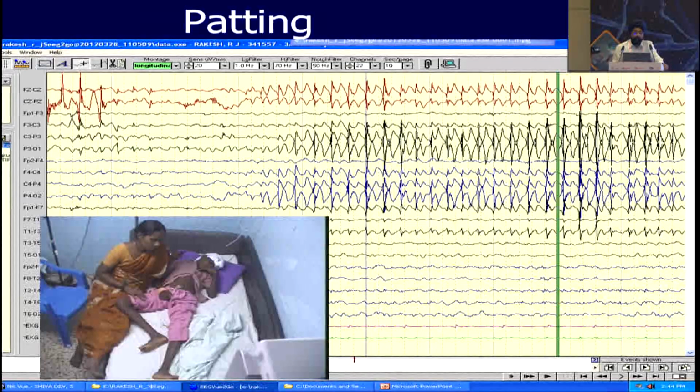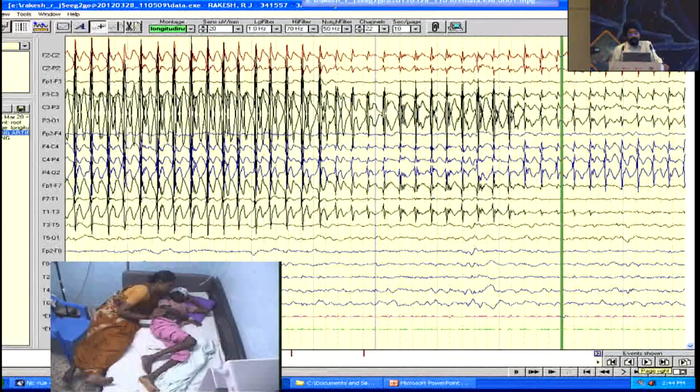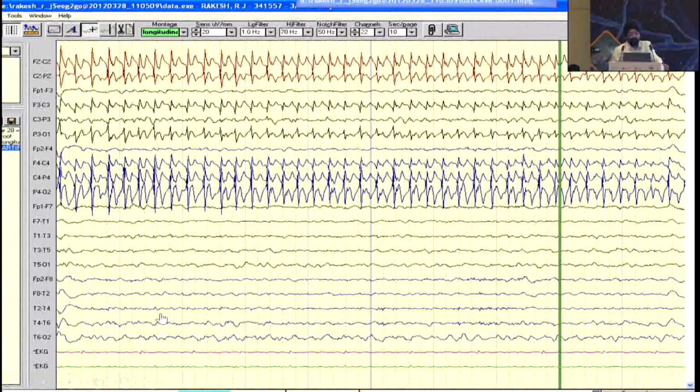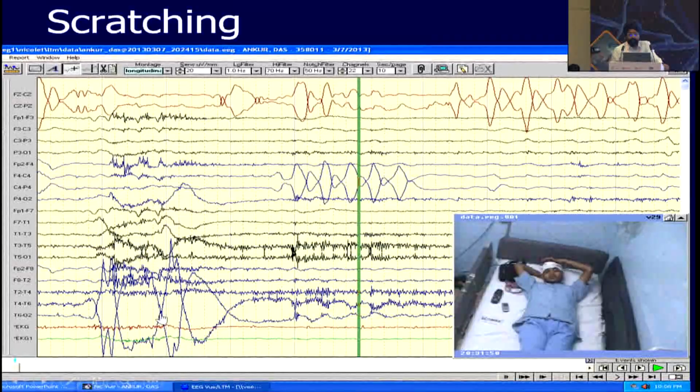If you don't have a video, you might think it looks like spiking wave discharges, and they show phase reversal. However, it is quite rhythmic, occurring almost 4 to 5 per second. There is a gradual build-up, increasing in amplitude and frequency, and then it comes down. The video actually helped to see that this is patting by the mother with the right hand. It persists for as long as she patted.